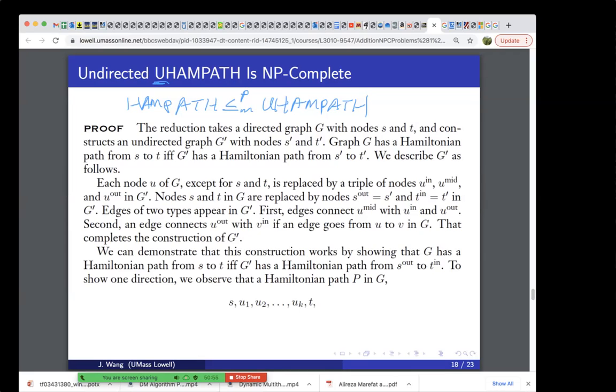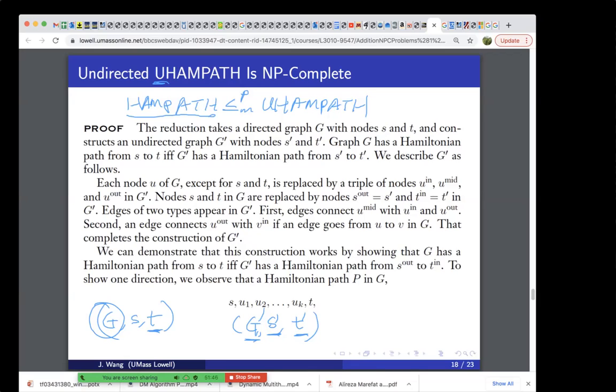So that means that given a directed graph with two nodes S and T, I'm going to come up with another graph, G prime, which is undirected, and another node S prime and T prime, such that there is a Hamiltonian path that starts from S, goes through every node in G exactly once and ends at T, if and only if there is a path that starts from S prime, goes through every node in G prime and ends at T prime, and this G prime has no direction.